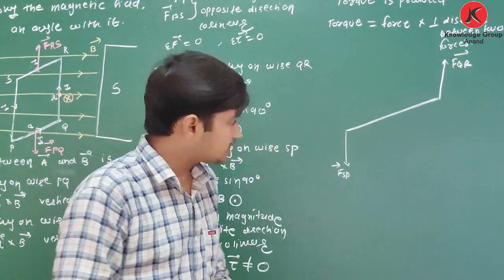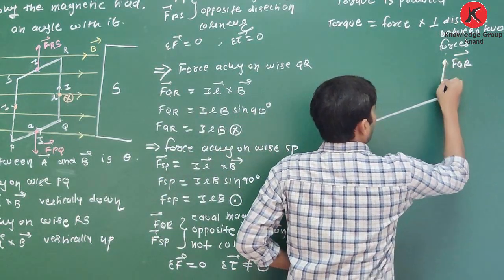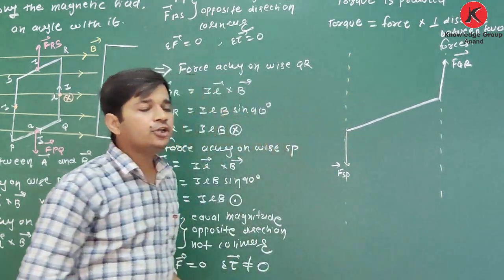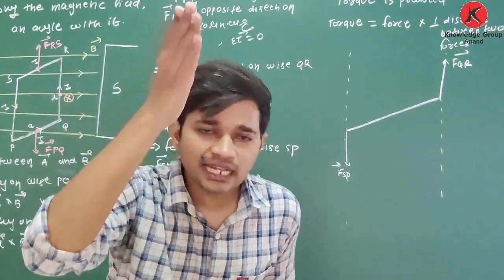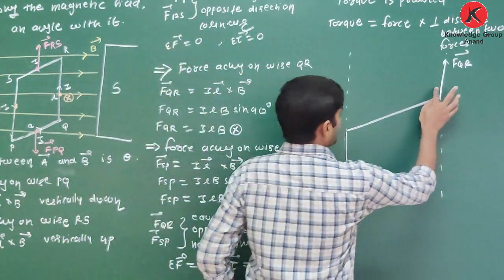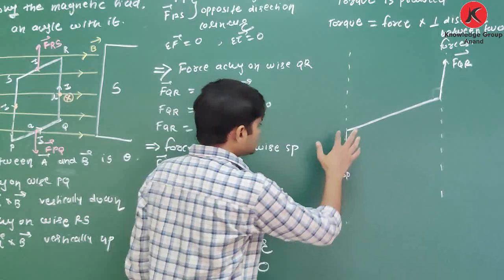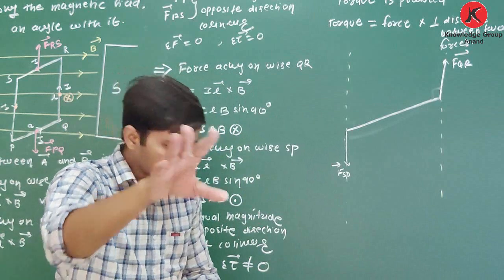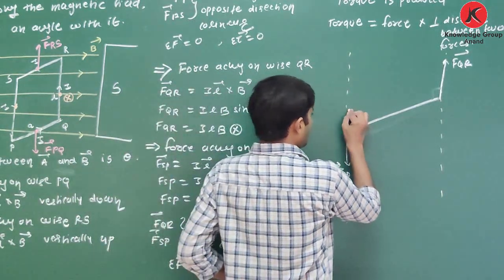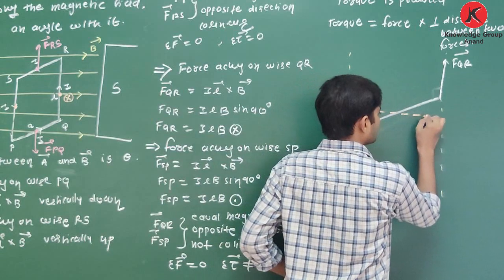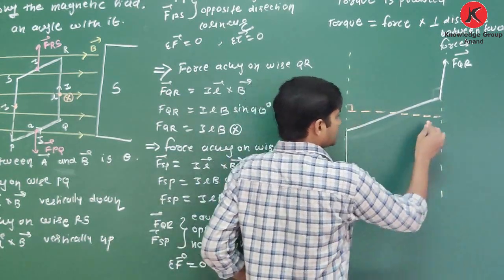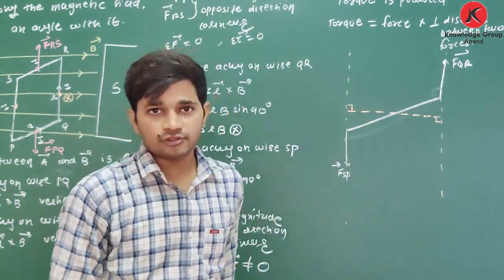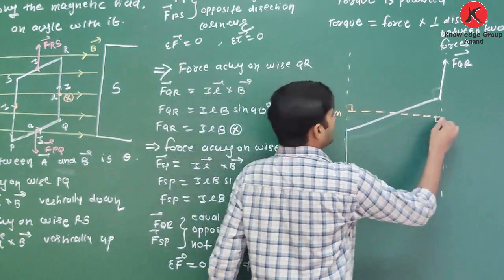Perpendicular distance means what? If I draw the line of action of this force, perpendicular distance means the distance that makes angle 90 with each and every force. Is this angle 90? No. Is this angle 90? No. So it is A, not the perpendicular distance. If I draw one line like this, see, it makes angle 90 on both. Then this is called the perpendicular distance between the two forces.